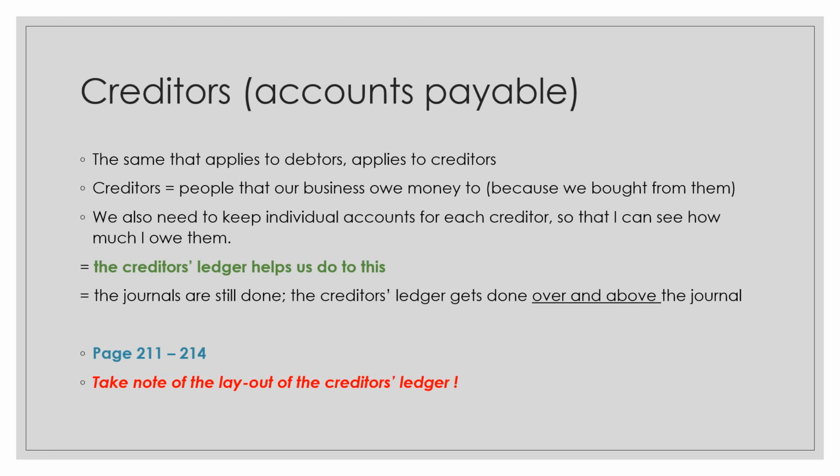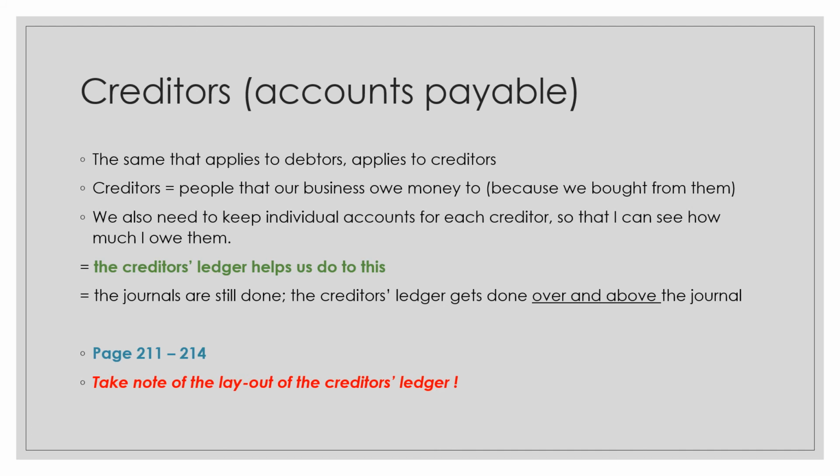Okay, over to your creditors, also referred to as accounts payable, or just a payable in general. So that's someone that I owe money to. Important, obviously, creditors and debtors, they kind of work in inverse. So it's quite an easy concept. If you understand the one, you should understand the other one. But the same principle applies in this case as to debtors. So creditors, people we owe money to, we bought goods from them.